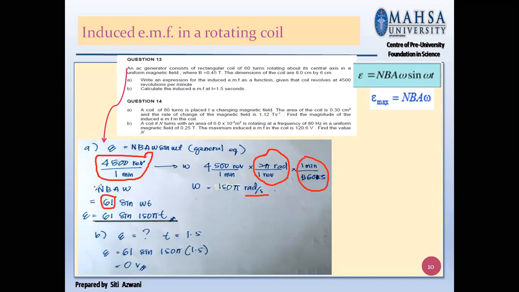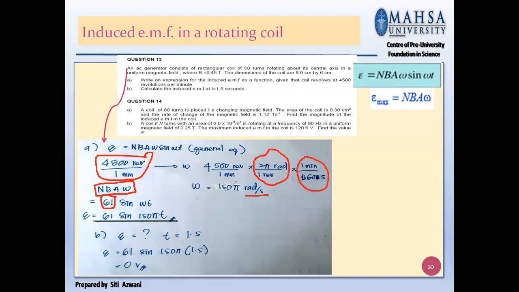Okay, the whole thing here, you can try to calculate this value, and then sine. Okay, refer back to your equation here. You have a sine omega t. So sine omega t, omega.